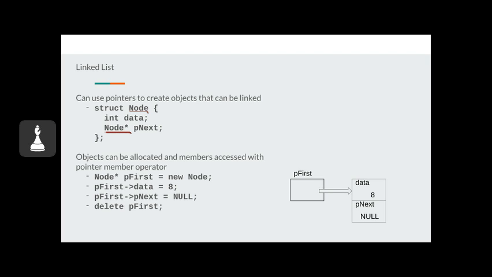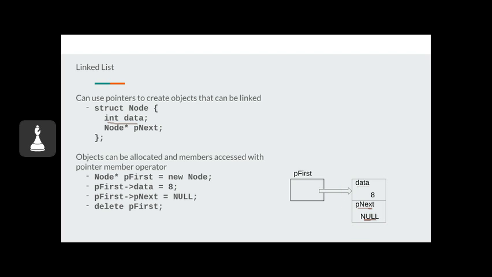Here's what it looks like in a diagram. I have a node here, and the node has a data part. In this case, the value is 8. And the node has a pointer to another node. In this case, it happens to be null. Later on, we'll take more advantage of it, but in this case, it just happens to be null. So those are the two pieces of information that are in node.